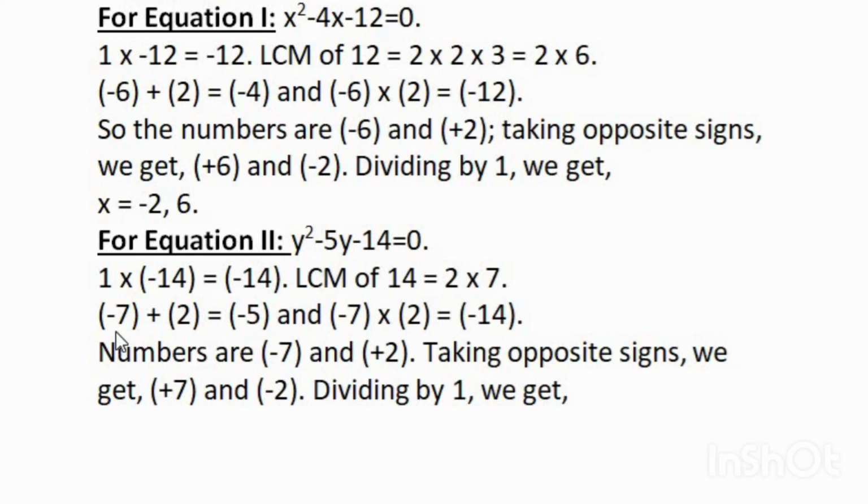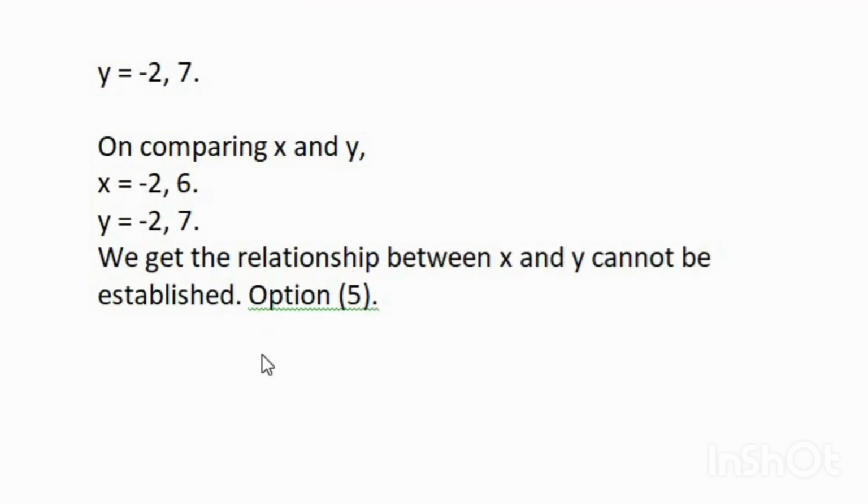So the numbers minus 7 plus 2 gives minus 5, and minus 7 into plus 2 gives minus 14. So the numbers are minus 7 and plus 2. Take the opposite signs, you will get plus 7 and minus 2. Divide it by the y square term. Here the y square term is 1. So dividing by 1, you will get the numbers themselves. That is, the values of y are minus 2 and 7.